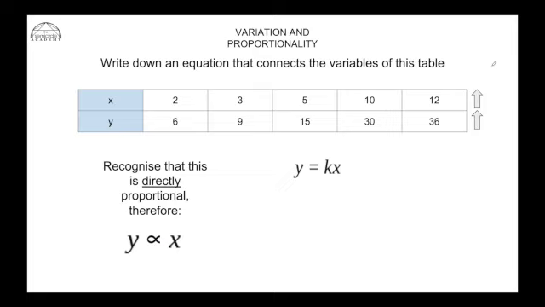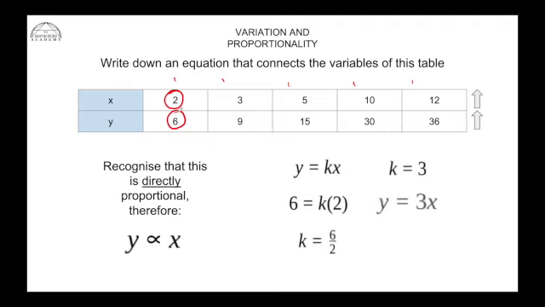Now we can find what k is, because we have many different values for y and x. Let's say that when x is 2, y is 6. Now we have values for x and y, so we can plug them in. When x is 2, y is 6, and therefore we get k to be 3. And so the specific equation that describes this relationship is y is equal to 3x. And that is your answer.